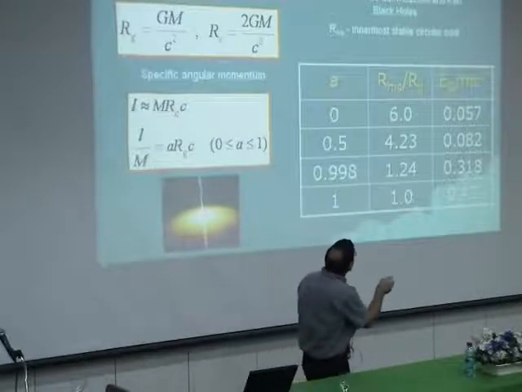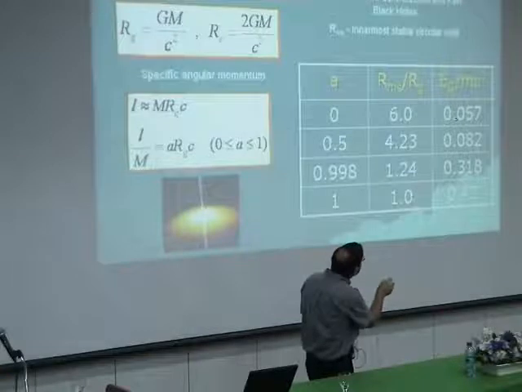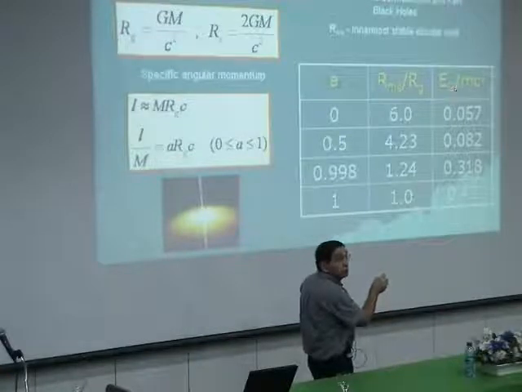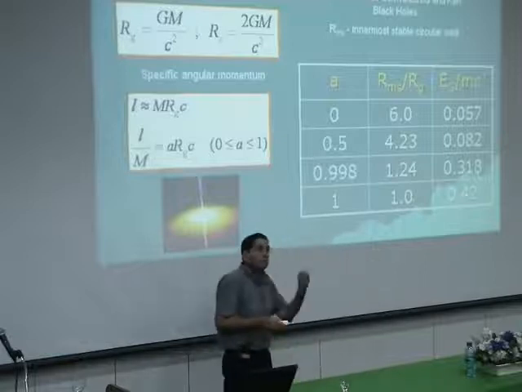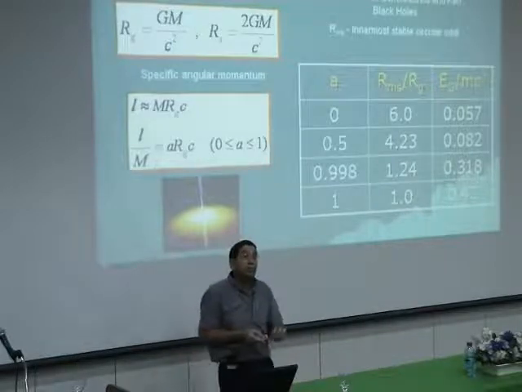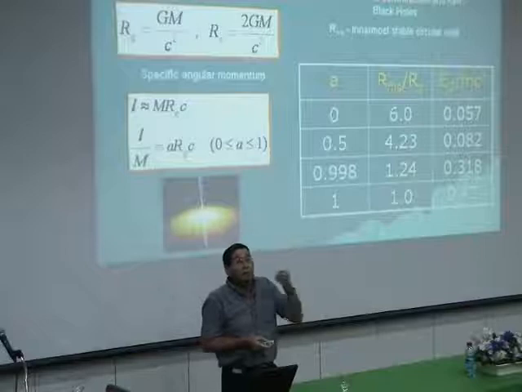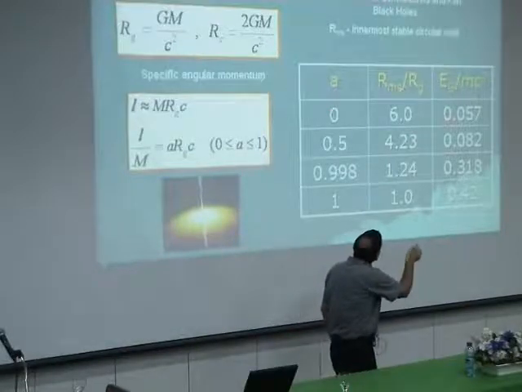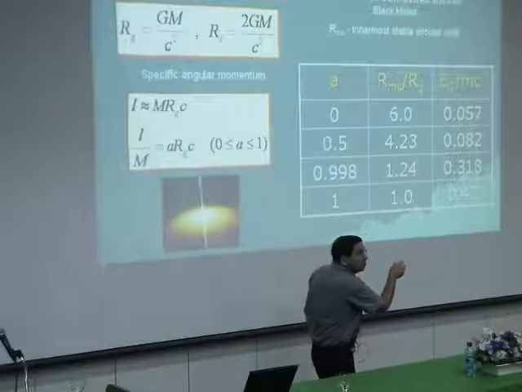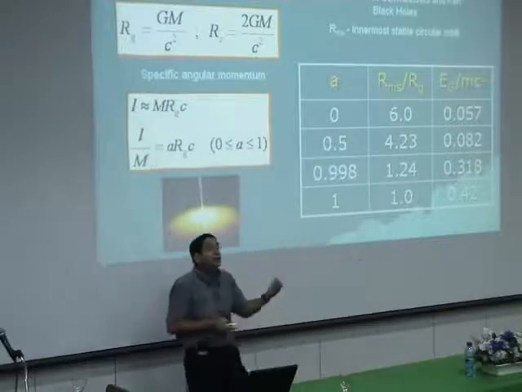And of course, the number here is the amount of energy lost due to radiation. So the further away you go with this accretion point, of course, you gain less and less in terms of radiation coming out. So if the black hole is not rotating, you can gain almost 6% of the rest mass energy in radiation.